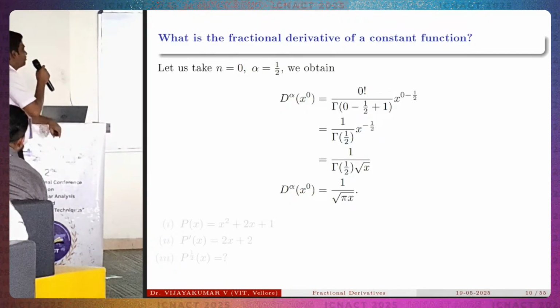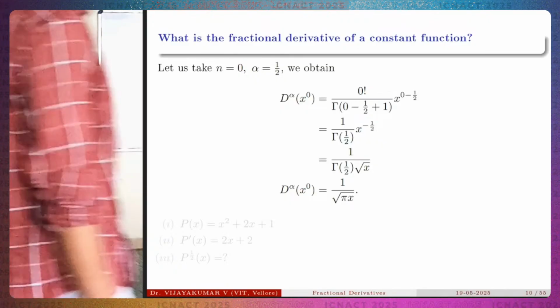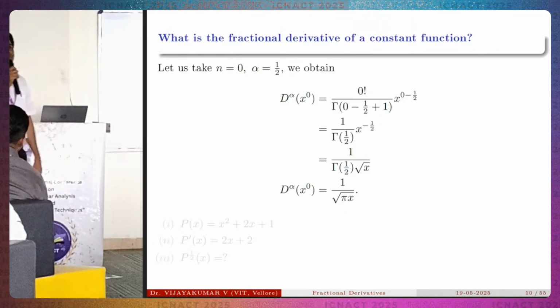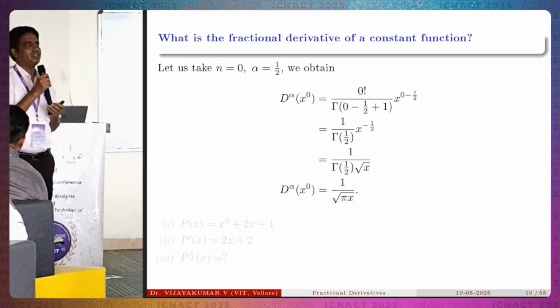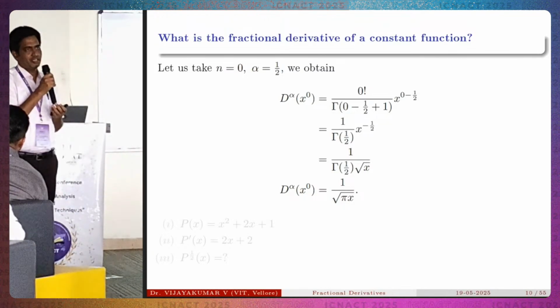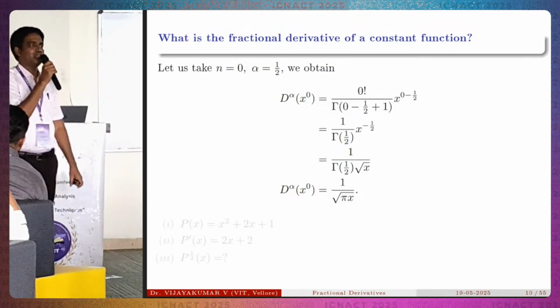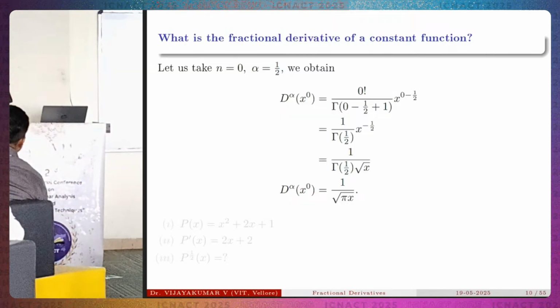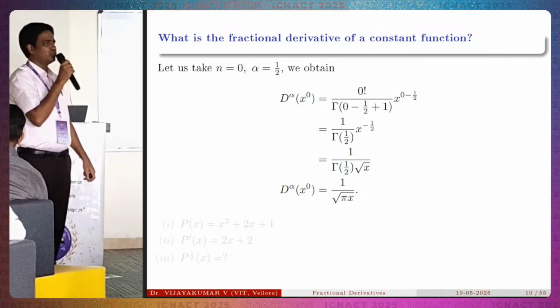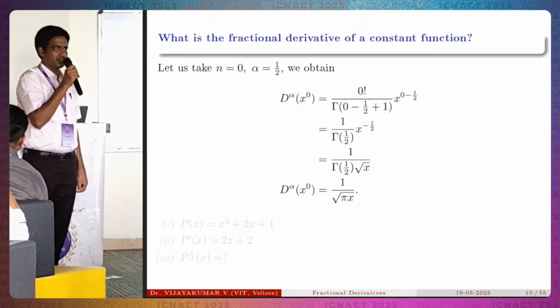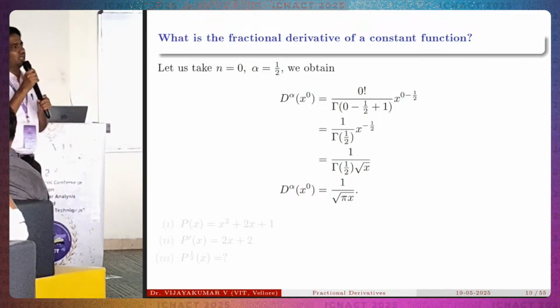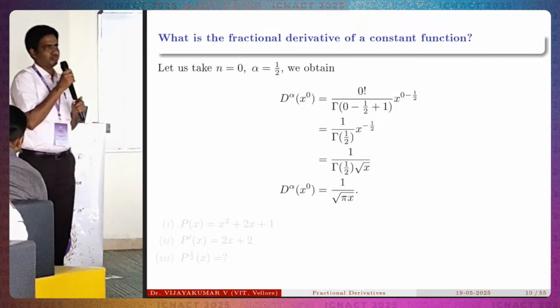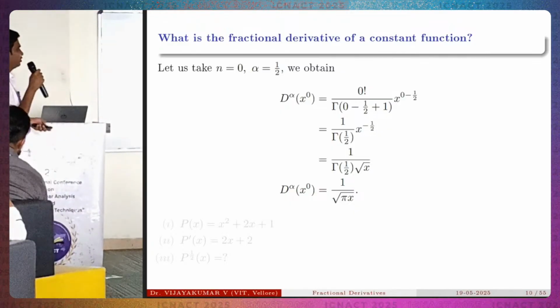So what is the fractional derivative of a constant function? Don't conclude immediately. We know very well that the derivative of a constant is 0 for integer order. But in fractional calculus, you are not able to conclude that immediately. For example, if you apply Riemann-Liouville, you are not able to reach 0. If you apply the Caputo fractional derivative, yes, you are able to reach 0. Those are the things we have to check.